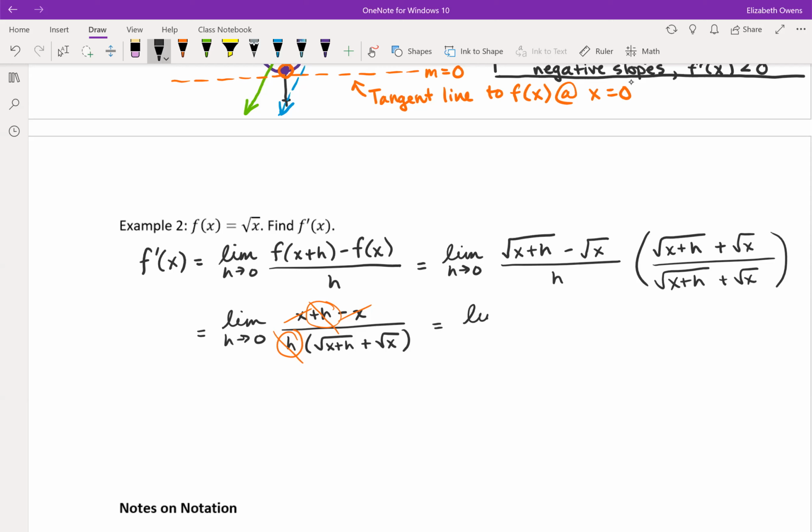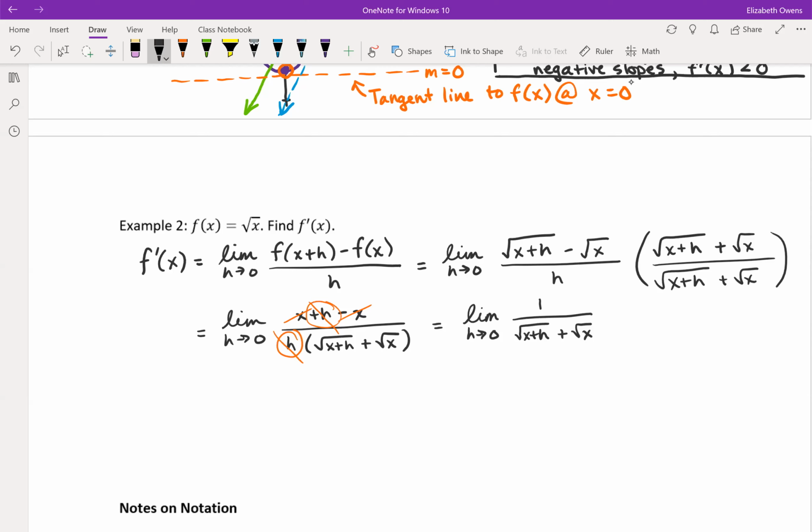Okay. So we're going to have still our limit as h approaches 0, but now we've canceled out everything in the numerator, so that's 1 over our conjugate there, since we already canceled the h.